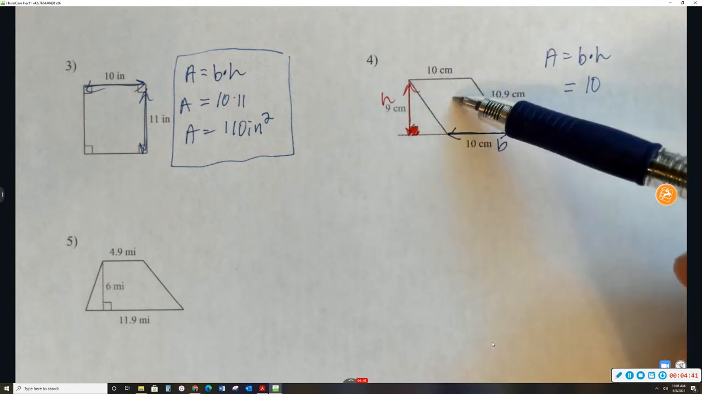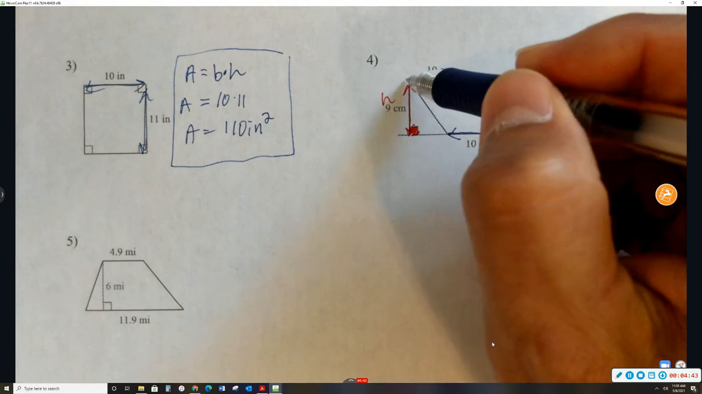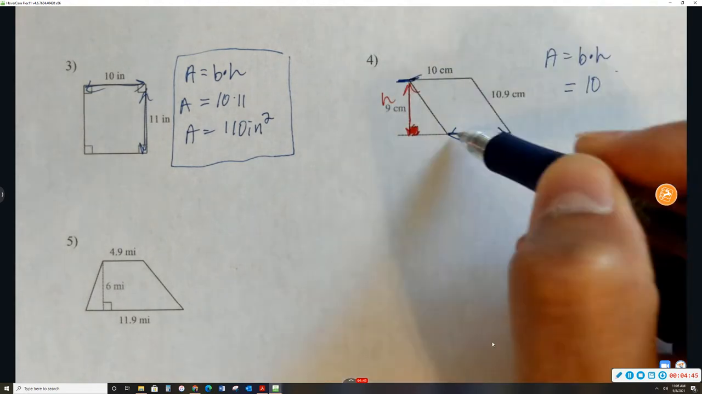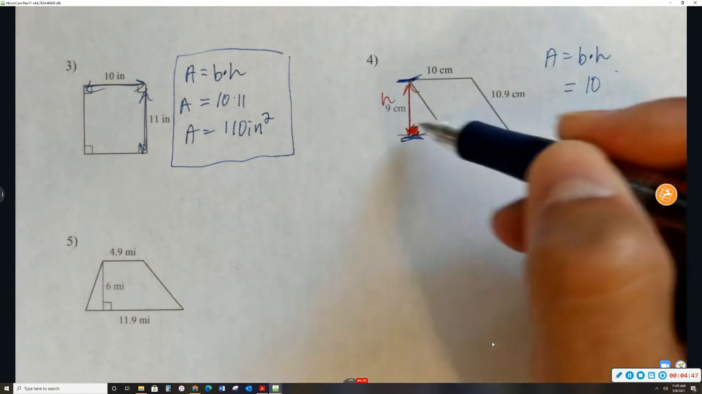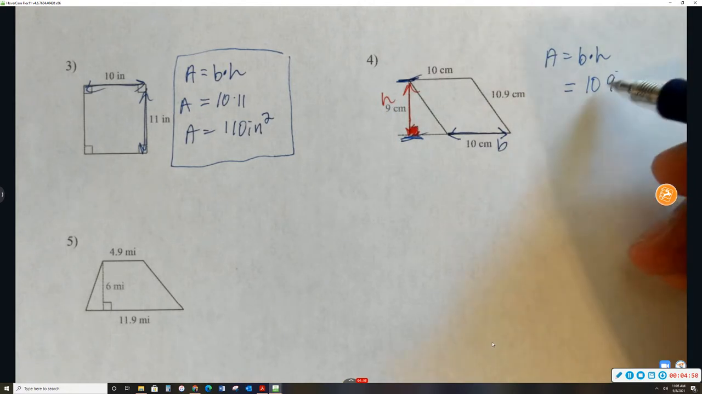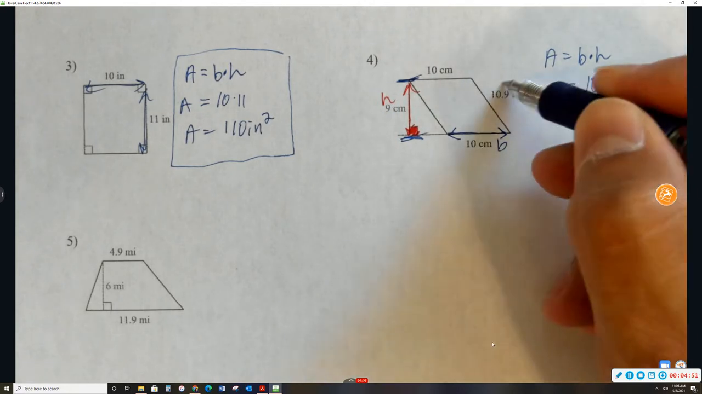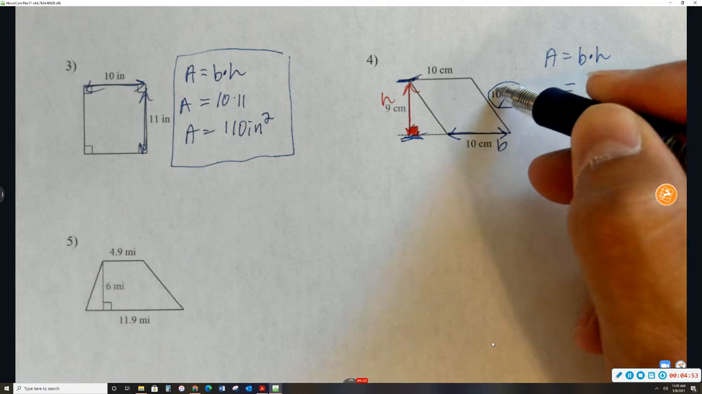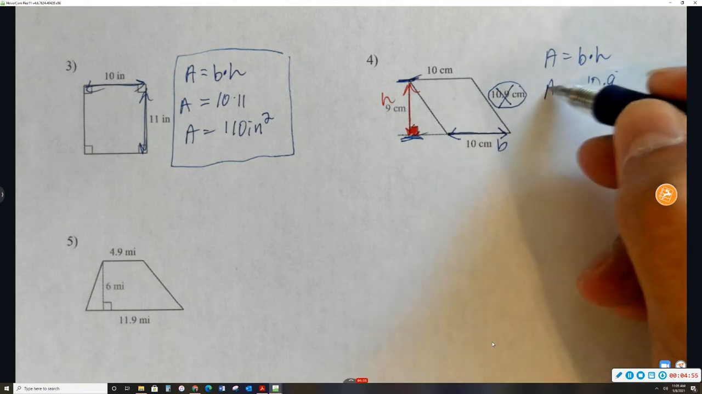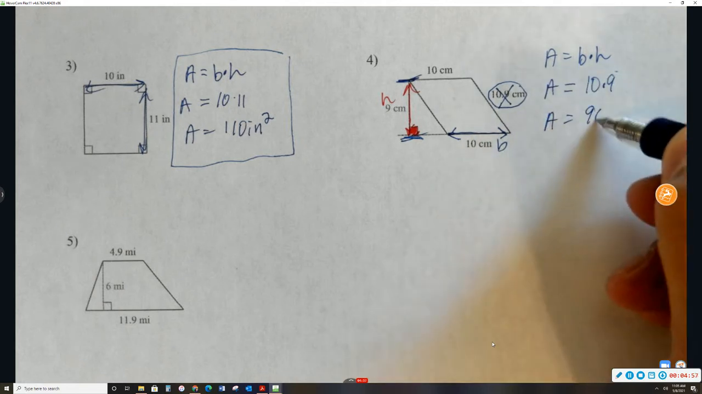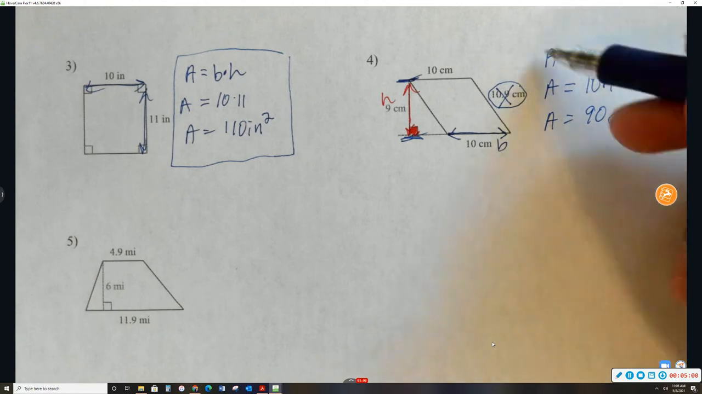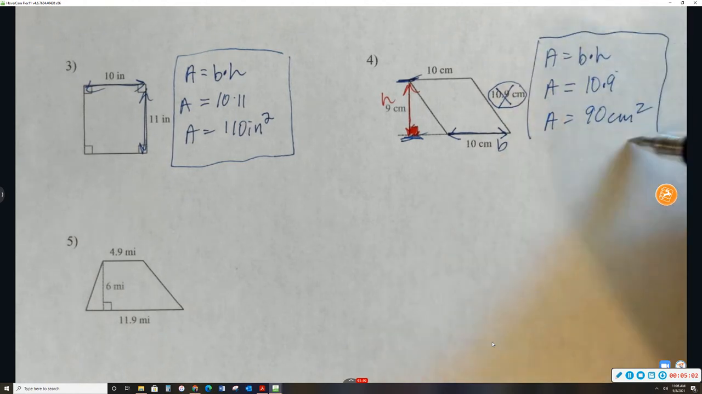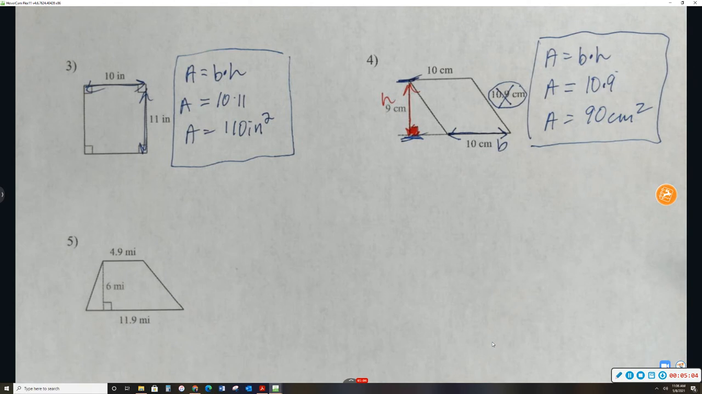That's where the height is going to be. It doesn't matter that it's not in the parallelogram. It goes from the very top to the bottom of the parallelogram, and that's the height. And that would be 9. Again, this one over here, this number, that's just there to kind of throw you off. And that would be 90 centimeters squared. Okay, pretty straightforward, nothing too crazy there. Pause it if you need to pause it. I'm going to keep going.